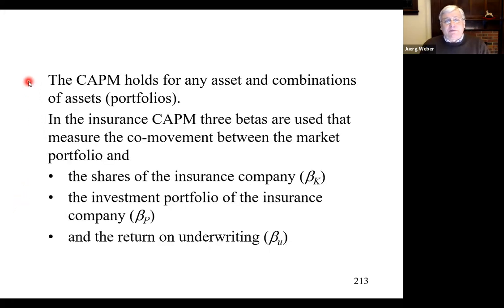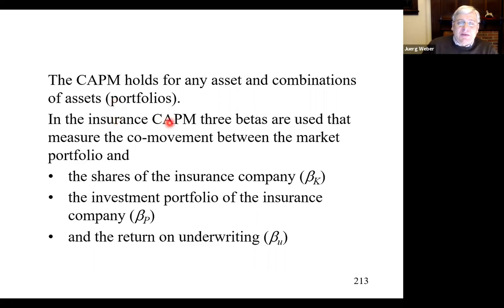Now the capital asset pricing model holds for any asset and also for combinations of assets. A combination of assets is called a portfolio. So for example, the investment portfolio of the insurance company, that's a combination of assets. An insurance company invests its funds in different assets.